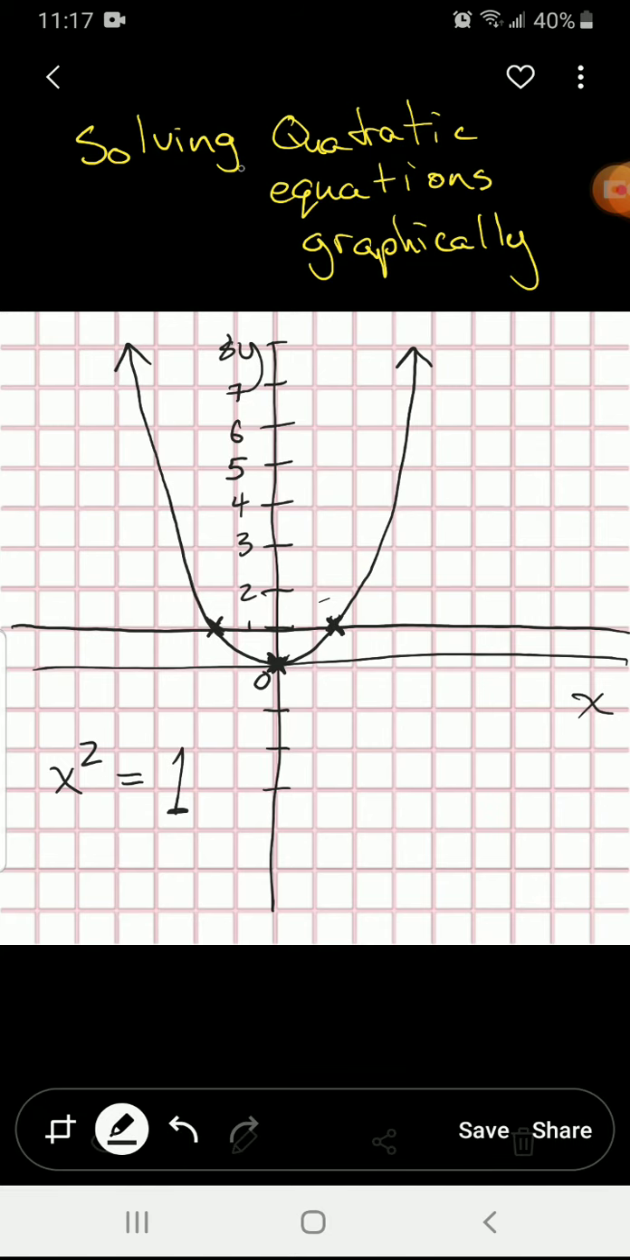Okay, so when we're solving these equations graphically, we're just looking where whatever number is here, where it intersects this parabola. Okay?